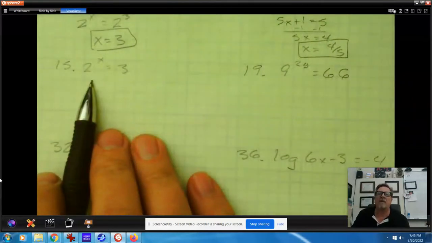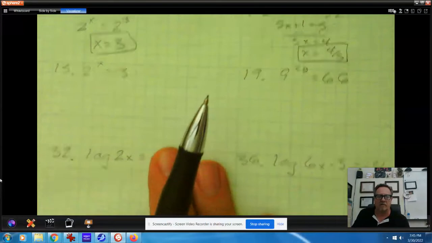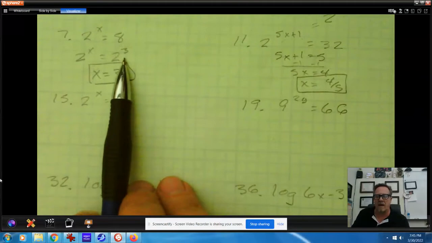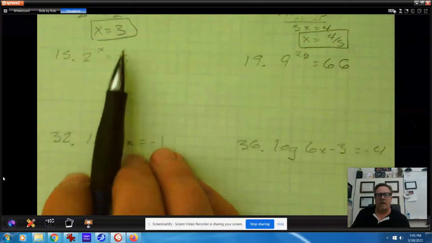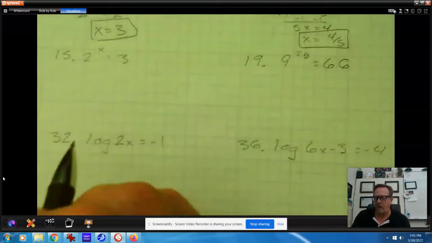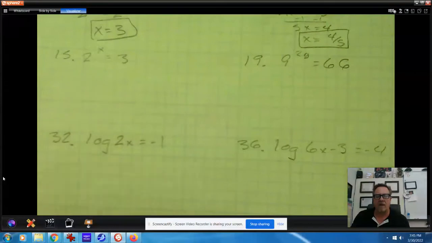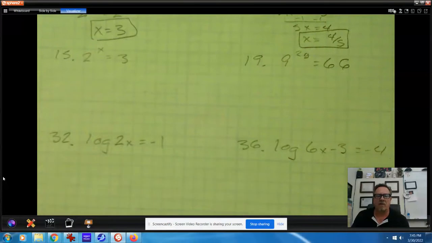This looks very similar. However, I can't think of how to write 3 as a power of 2. Earlier up here, I knew that 8 could be represented by 2 raised to a power. But over here on 15, I don't know how to write 3 as a power of 2. So we're going to do things a little differently. And it's weird, but when we start off with an exponential, we're going to turn it into a logarithmic. That's how we solve exponential problems.